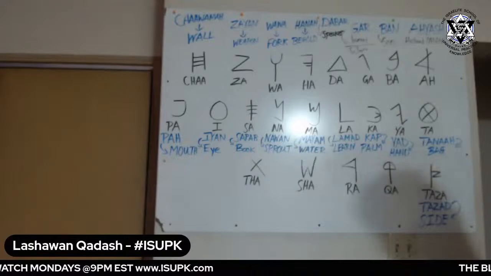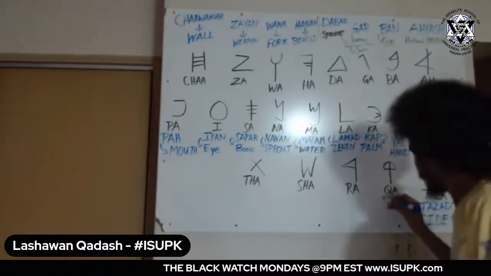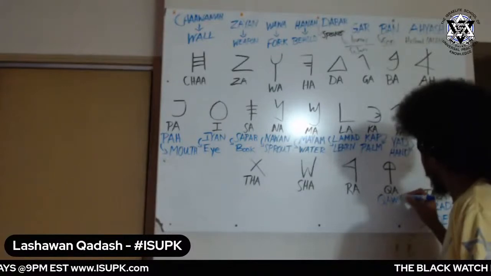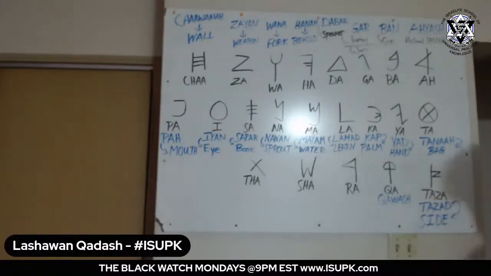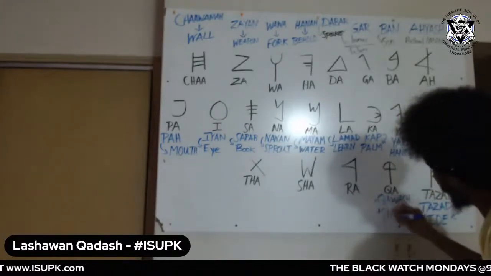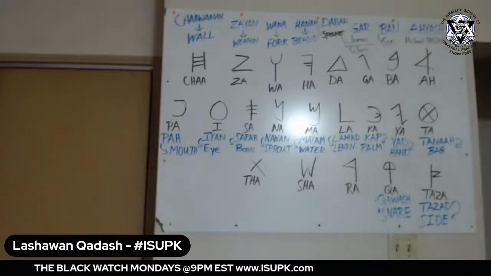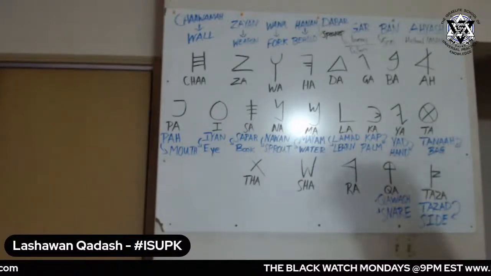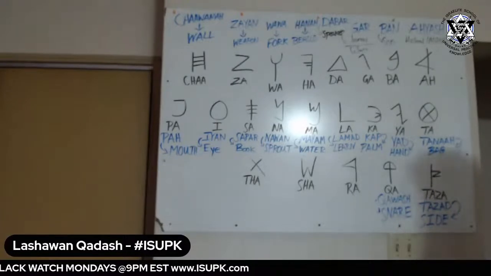Qua wash. Not a co-wash, but qua wash. Qua wash, which means snare. If you don't know what a snare is, I advise you to look it up. And snare is used a lot throughout the Bible concerning Israel, and it's not necessarily good.